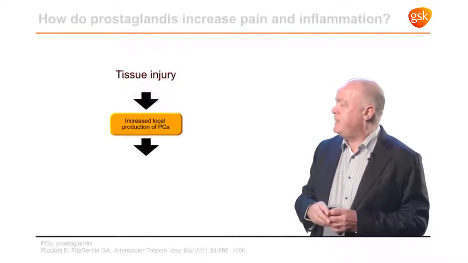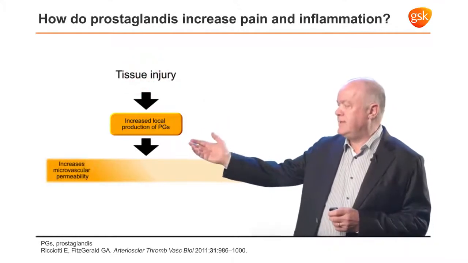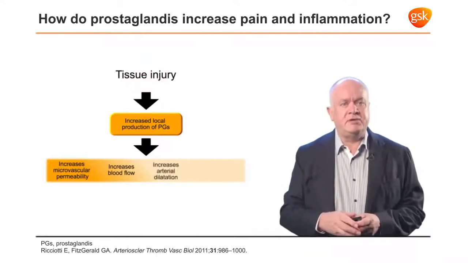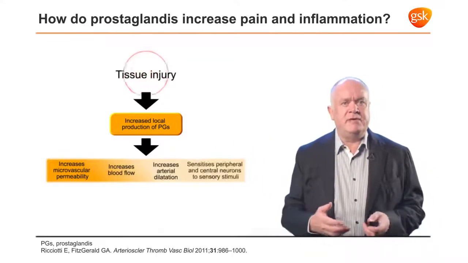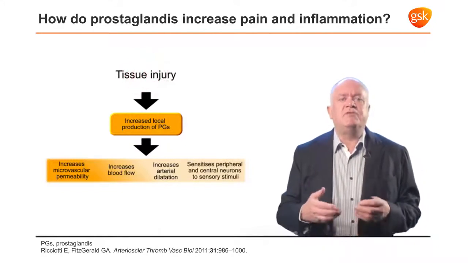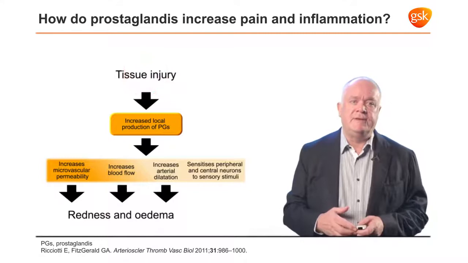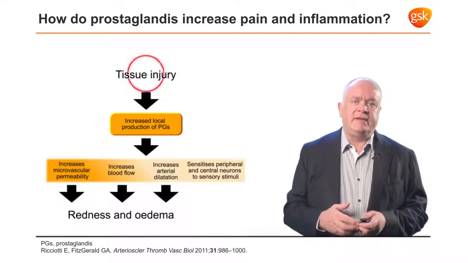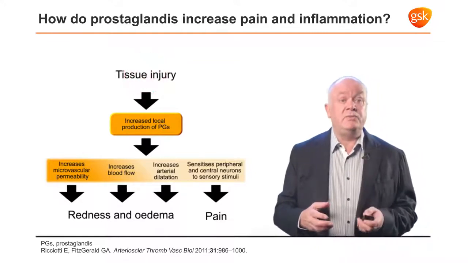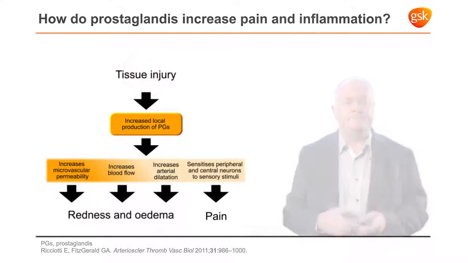Prostaglandins increase pain and inflammation in four key ways. Firstly, increasing microvascular permeability. Secondly, increasing blood flow. Then they increase arterial dilation. And finally, they sensitize neurons to the sensory stimuli. The first three stages lead to both redness and edema, characteristic of the inflammation seen after tissue damage. The fourth characteristic leads to sensitivity and pain around the affected area, which is particularly seen in neuropathic pain and often called either hyperalgesia or allodynia.